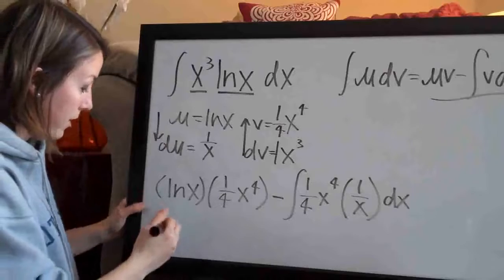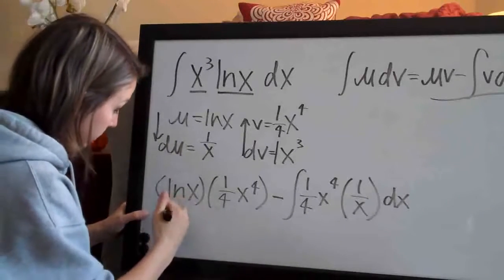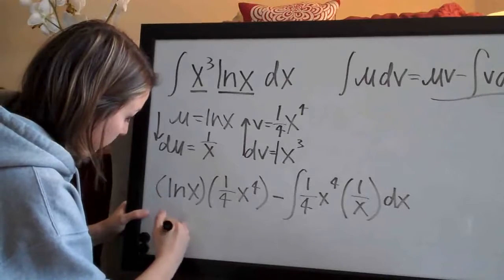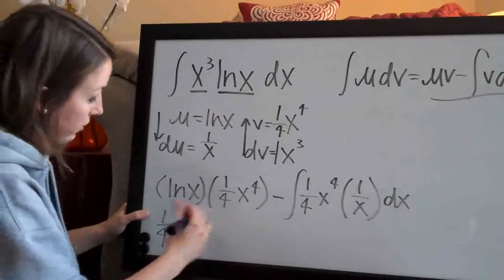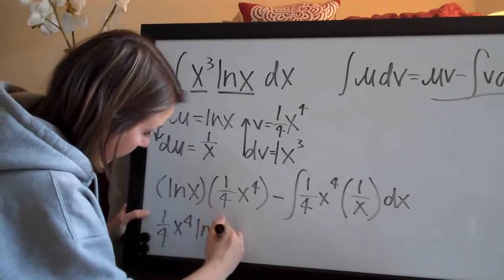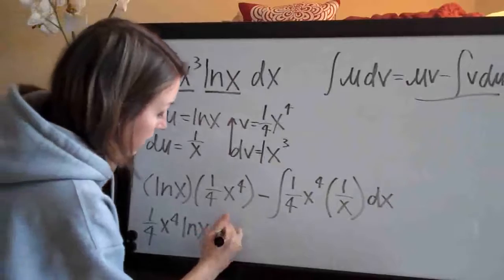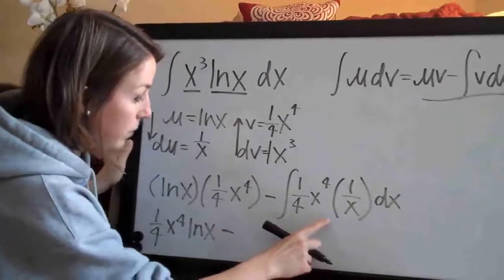So I'm going to do one simplification step down here. This should simplify. 1/4 comes out in front. We also bring the x to the 4th out in front, and then we write natural log of x last. So that's done. This part is done. We're good here. Now we subtract this part.